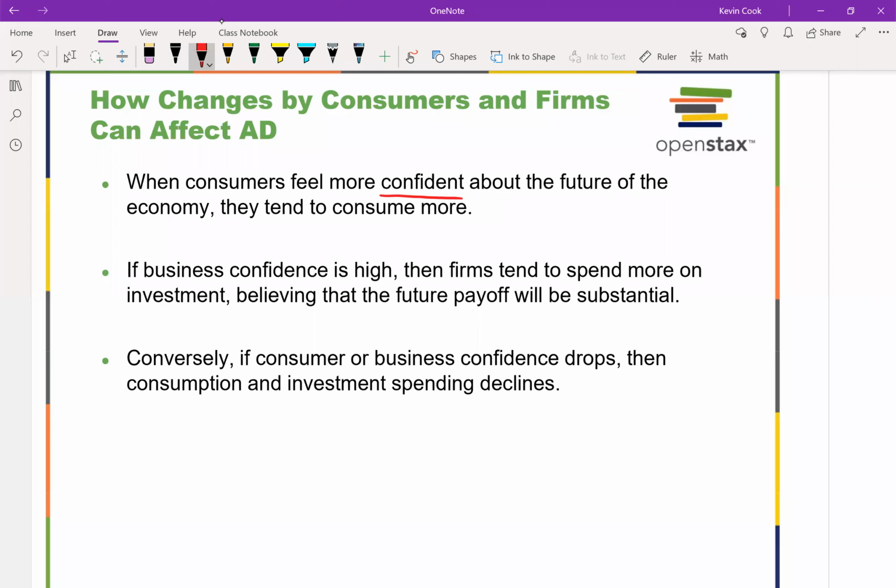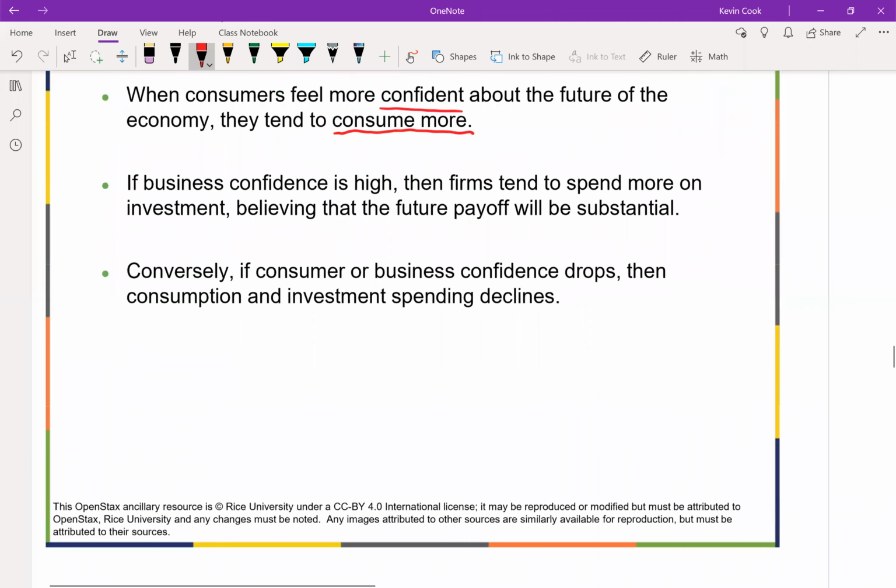if consumers are confident about the future, they'll consume more. So if I'm confident that, hey, we're going to make it out of this all right and everything's going to be good, I might go out and spend more. Similarly, if I'm saying that the future's bleak and everything's going to fall apart, I might say, you know what, I don't want to spend as much, so I'm going to keep more savings, and so on.